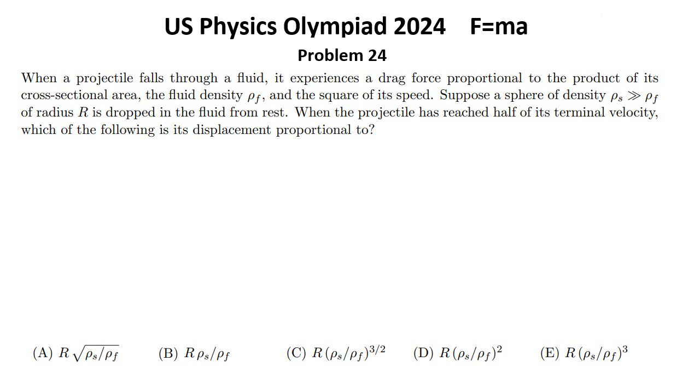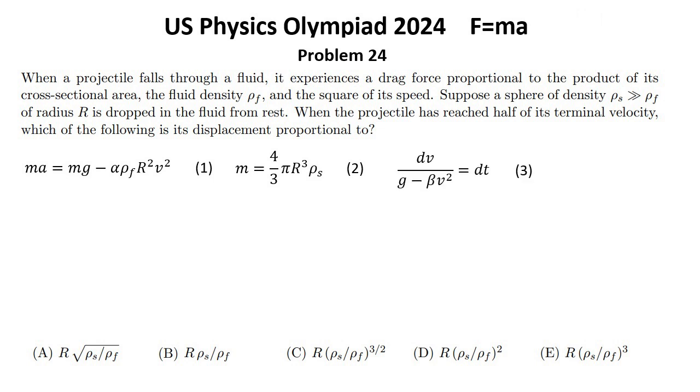Solution to problem number 24. During the fall into the liquid, gravity and braking force are applied to it, described by equations 1. Since the mass of the body is expressed by formula 2, and acceleration is the derivative of velocity with respect to time, we get a simple differential equation with separable variables 3, through which the dependence of velocity on time is observed. Here the coefficient beta is expressed by formula 4.